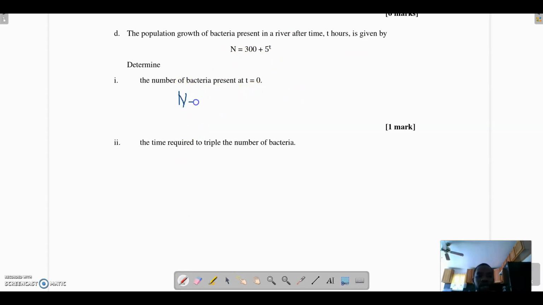So I'm going to have n is equal to 300 plus 5 to the 0. We know that anything raised to 0 is equal to 1, apart from 0 itself. So n would be equal to 300 plus 1, which is equal to 301. So initially, 301 bacteria would be present.